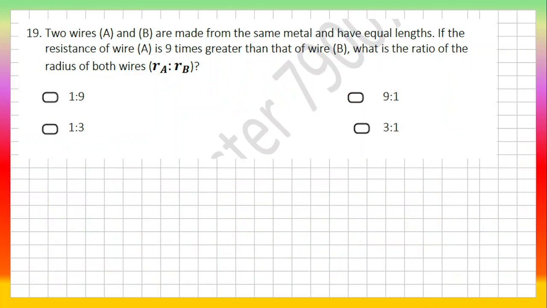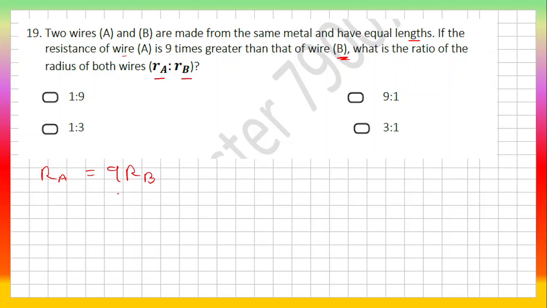Okay. Then we have this one. Two wires A and B are made from the same metal and have equal lengths. Okay, they have the same lengths. If the resistance of wire A is 9 times greater than that of wire B, so the resistance of A, RA, is 9 times RB. Okay, what is the ratio of the radius of both wires? The ratio RA/RB, that is the radius.